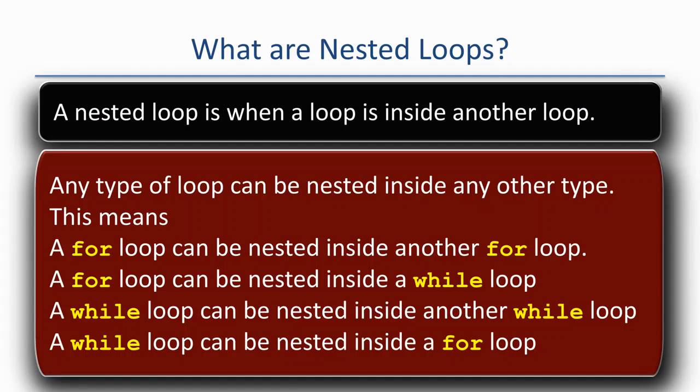This means that you can have a for loop which is inside another for loop, or you can have a for loop which is inside a while loop, or you can have a while loop which can be nested inside another while loop, and you may have a while loop which can be nested inside a for loop.